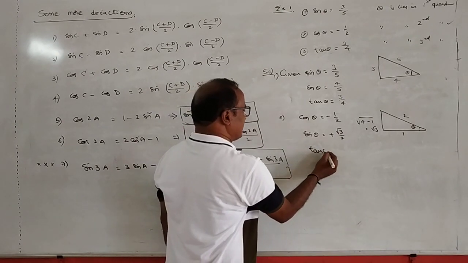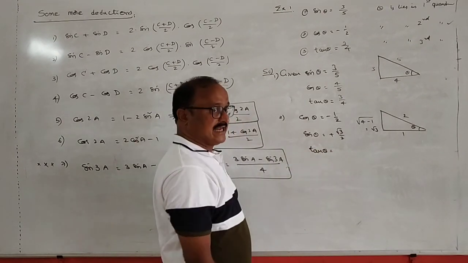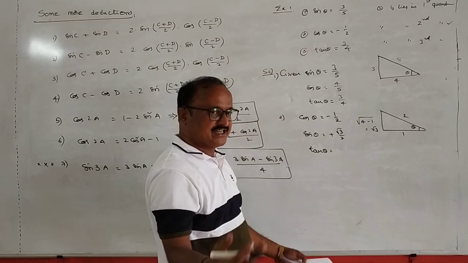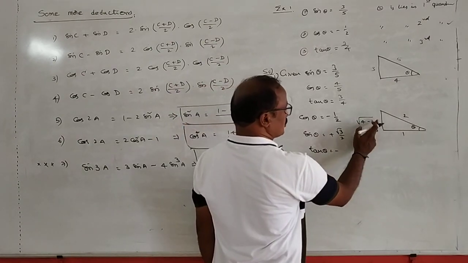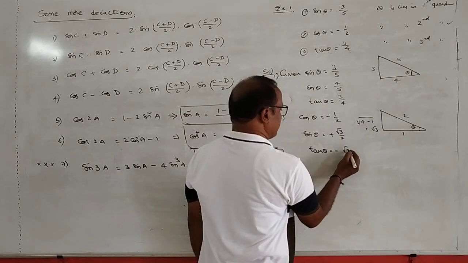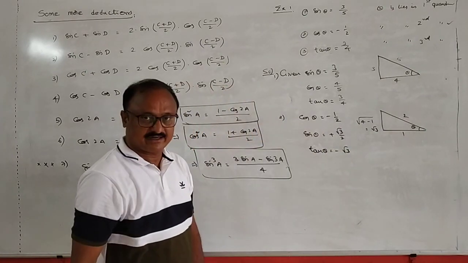And tan theta is equal to... Tan theta in second quadrant, tan is negative. From this angle, tan theta is equal to opposite by adjacent, minus root 3 by 2.